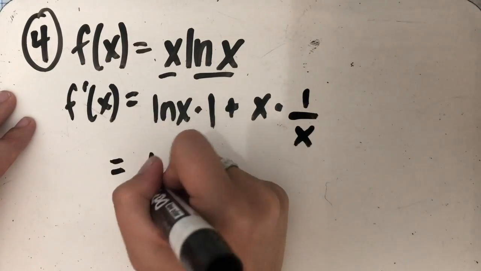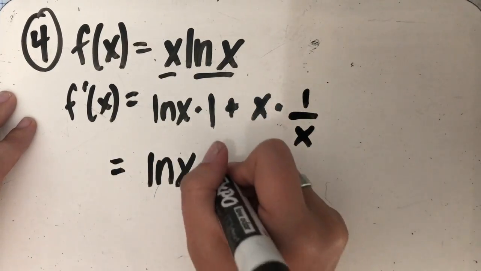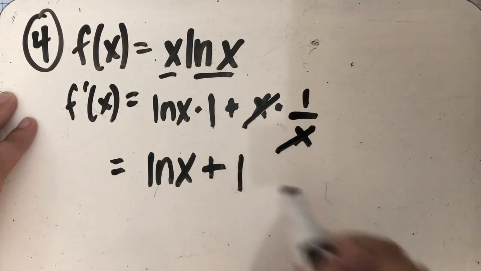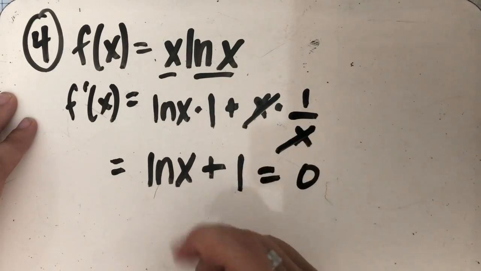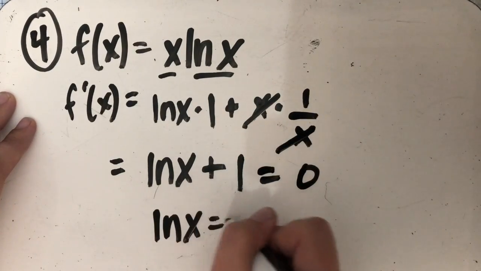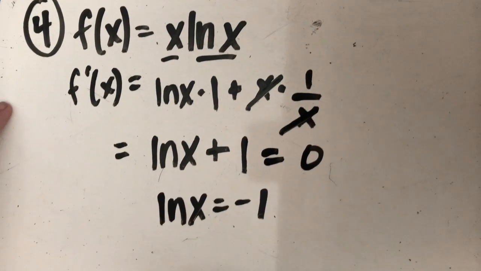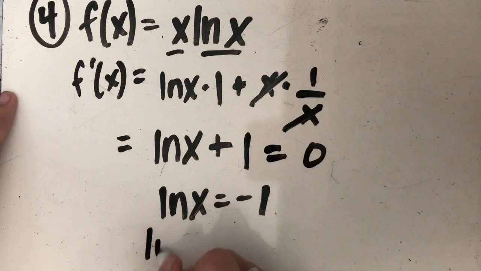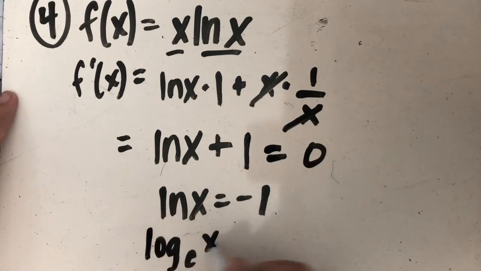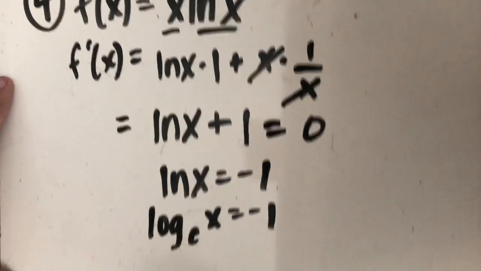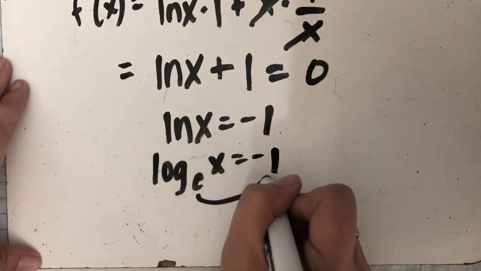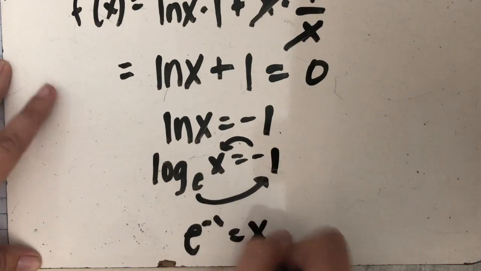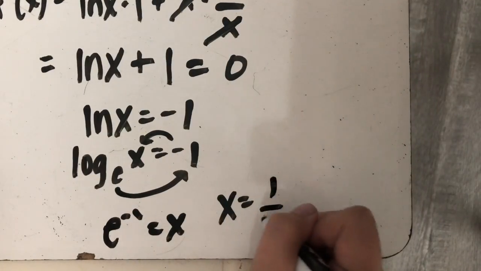Simplifying this, I have the ln of x plus 1 is equal to 0. So I need to figure out where the ln of x is equal to -1. Okay, this is the same as the ln, remember, is log base e to the x equals -1. So I can use my wraparound that we learned in Algebra 2. I'm going to say e to the -1 equals x. So x is 1 over e.